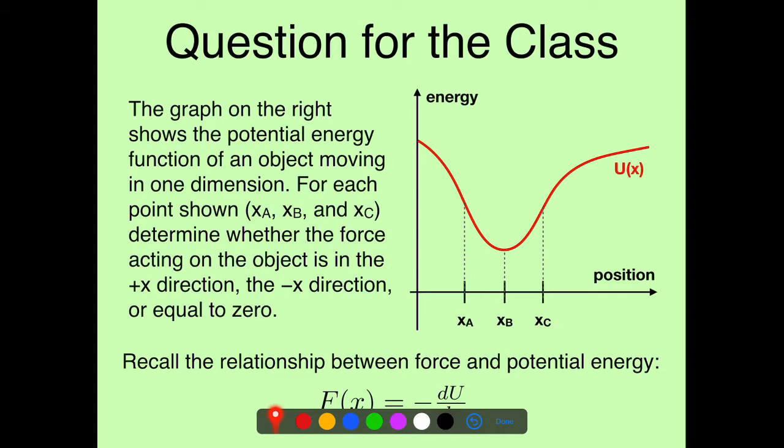So for instance, if I pick a point X over here, I go to the curve, that tells me what the potential energy is at that position. Okay, so for each point shown, we have XA, XB, and XC. Determine whether the force acting on the object is in the positive X direction, the negative X direction, or equal to 0. So since we're asking something about the force here, I want you to remember that the relationship between force and potential energy is this. Force is minus du dx, so it's minus the derivative of potential energy. So based on that, you should tell me for each of these three positions whether the force is positive, negative, or 0. See if you can work it out.